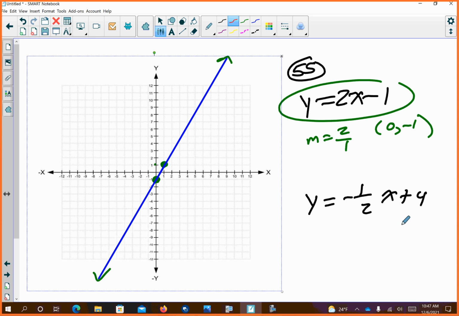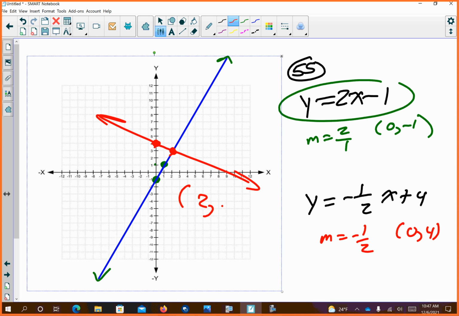Let's do the other one. Let's see, I have a y-intercept of 0, 4, which is there. Slope of negative 1 over 2. So down 1, right 2. Oh, nice. I can see right where it crosses. There's my line of best fit. So it looks like 2, 3 is our answer, which appears to be answer D as the multiple choice. Everyone okay?